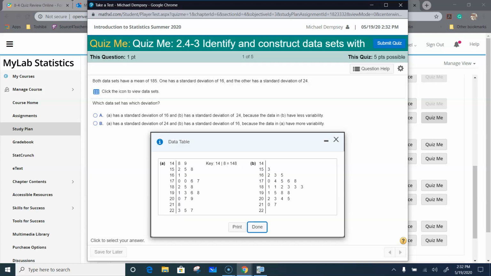So let's look at the two of these. The one that has the larger standard deviation has more variability. That's going to be letter A. Can you see in B how it's more symmetric and mound-shaped and has a little bit less variability?